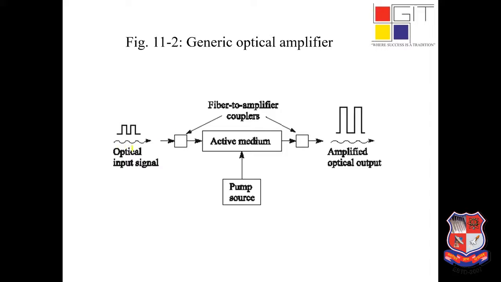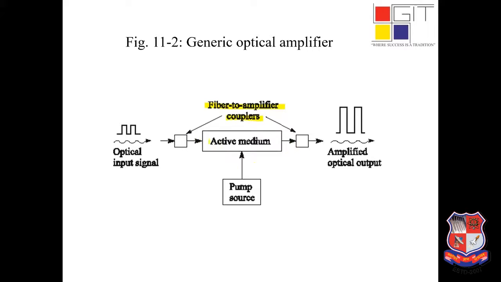A generic optical amplifier consists of the kind of diagram that you see over here. You have an optical input signal coming in, and you have fiber-to-amplifier couplers, or simply couplers, which let you pass the optical signal to the amplification medium in a proper manner and remove it from it in a proper manner also, so that you have very minimum power loss and very high efficiency along with it.